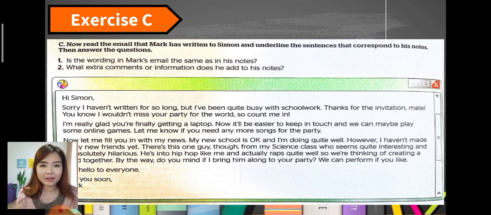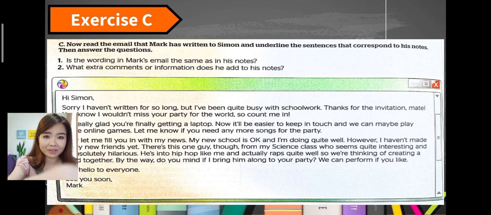Now read the email that Mark has written to Simon and underline the sentences that correspond to his notes. Then answer the questions. Number 1. Is the wording in Mark's email the same as in his notes? Number 2. What extra comments or information does he add to his notes? Now, before we answer question 1 and 2, let's read Mark's reply email to Simon.